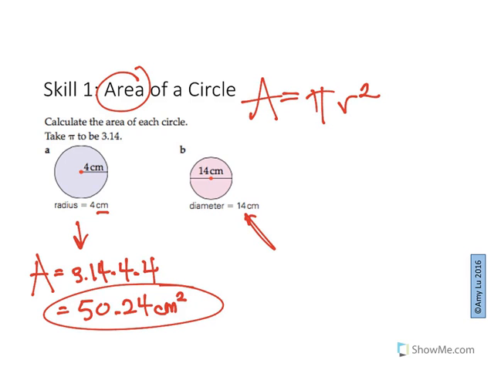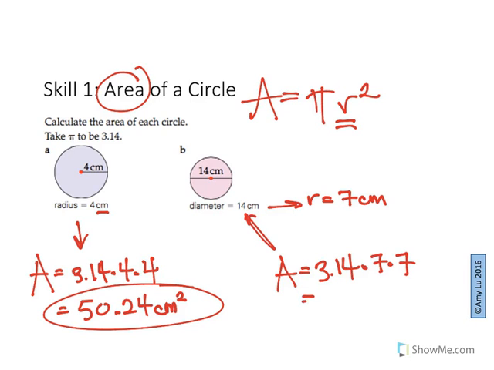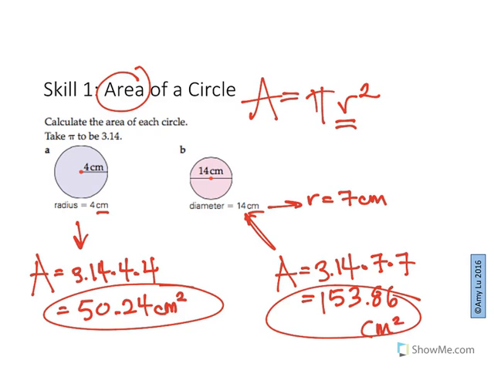In the second problem, we have a diameter, but this formula requires that we use a radius. So the radius in this problem is actually half of it, which is 7 centimeters. So you would find the area by taking 3.14 times 7 times 7, which would give you 153.86 centimeters squared. And that's all.